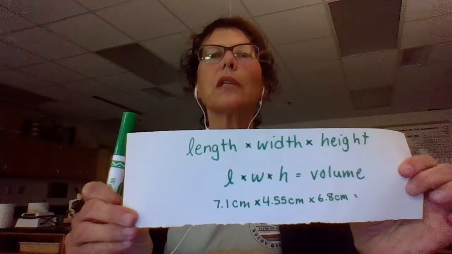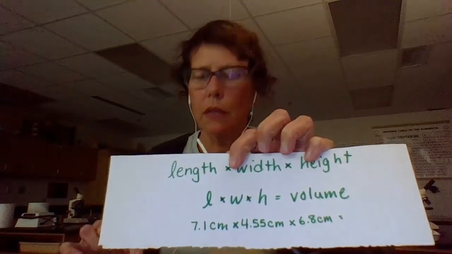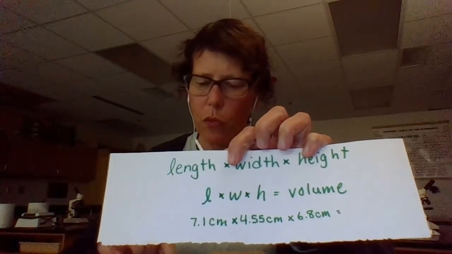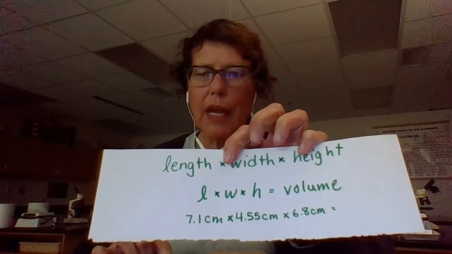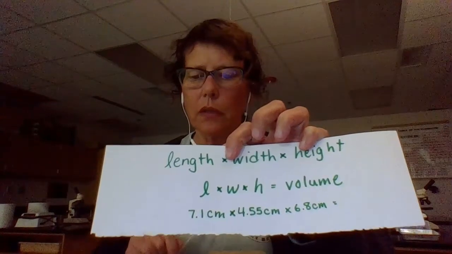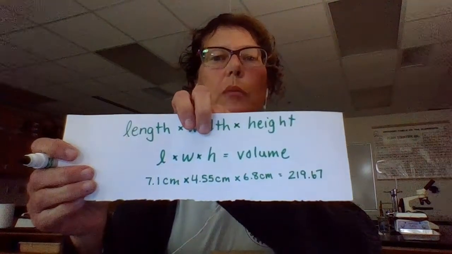I'm going to multiply those together using my calculator. So 7.1 times 4.55 times 6.8 equals 219.67. Big number.